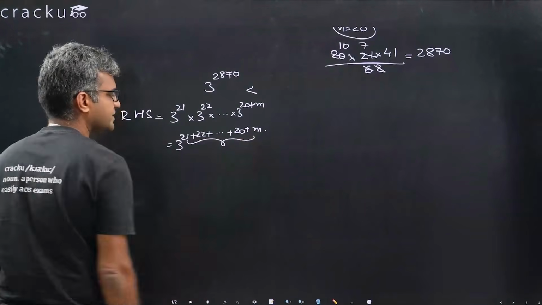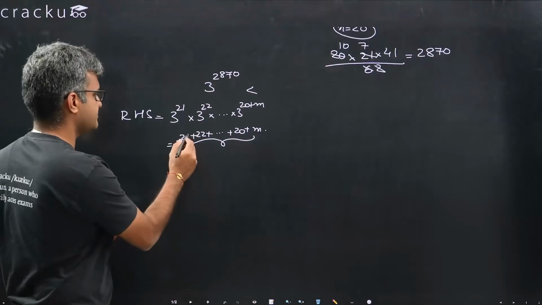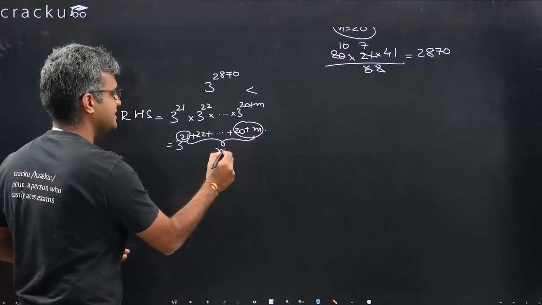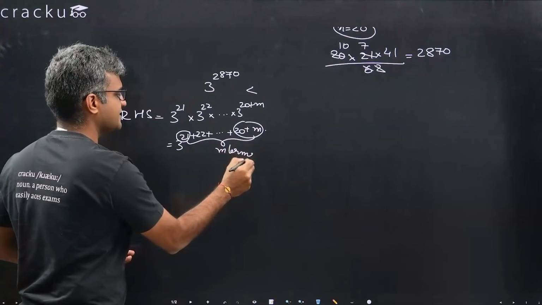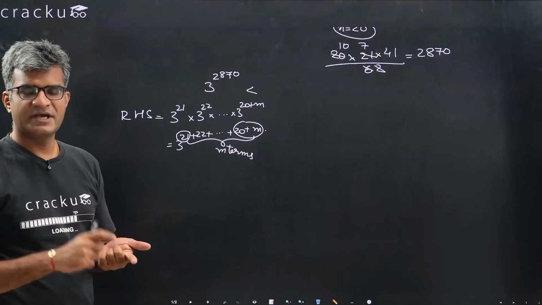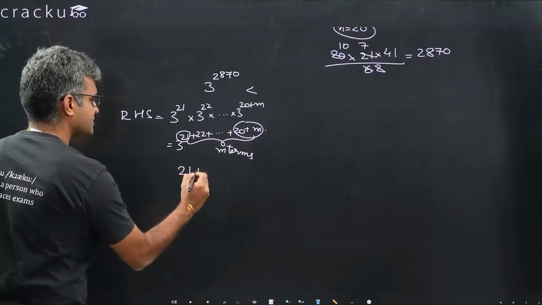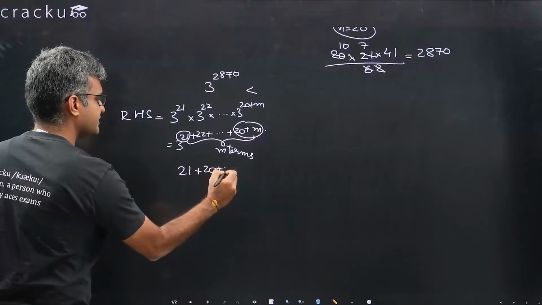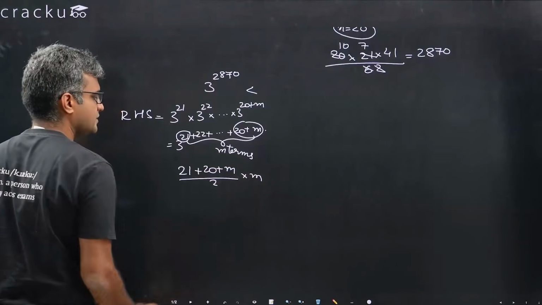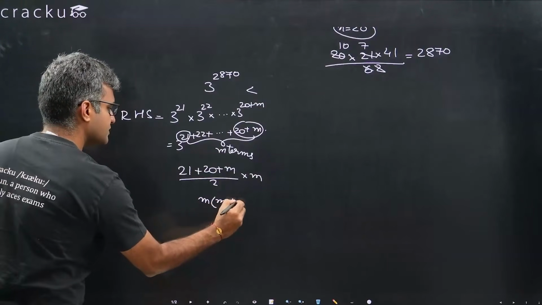This exponent is basically the sum of an arithmetic progression where the first term is 21, the last term is 20 plus M, and there are M terms. To calculate the sum of an arithmetic progression where you know the first term, the last term and the number of terms, the sum will be the first term plus the last term, divided by 2, into the number of terms. This is equal to M into M plus 41 divided by 2.